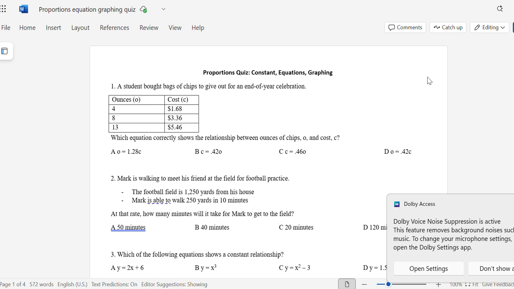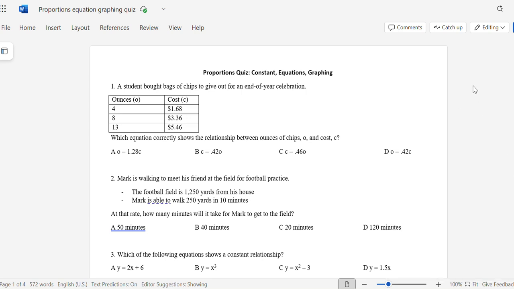Quiz, constant equations graphing. Number 1, a student bought bags of chips to give out for an end-of-year celebration. In the graph, it has ounces, O, and cost, C. Ounces 4 cost $1.68. Ounces 8 cost $3.36. Ounces 13 cost $5.46. Which equation correctly shows the relationship between ounces of chips, O, and cost, C?